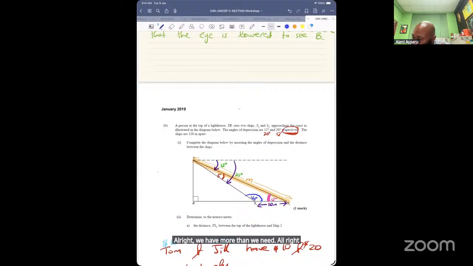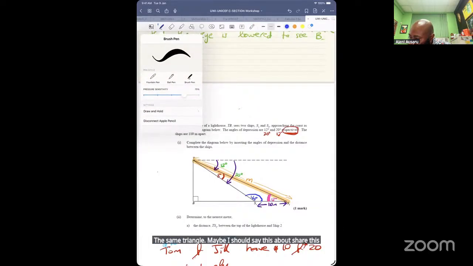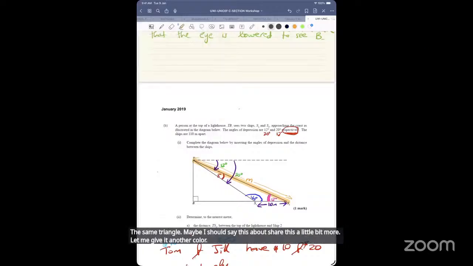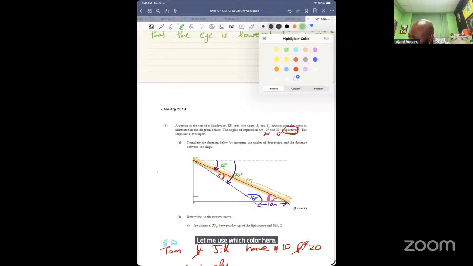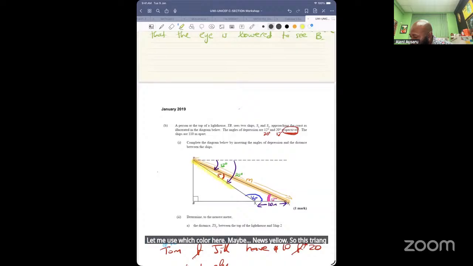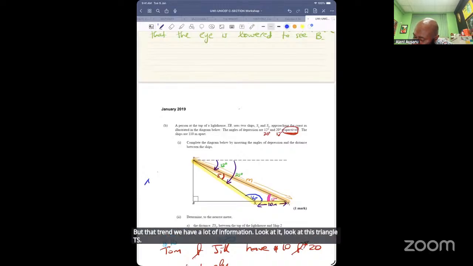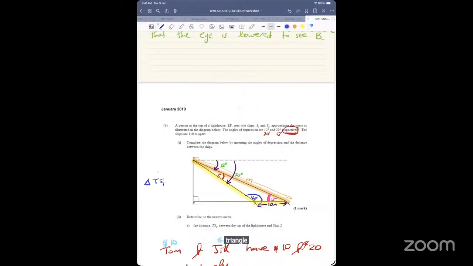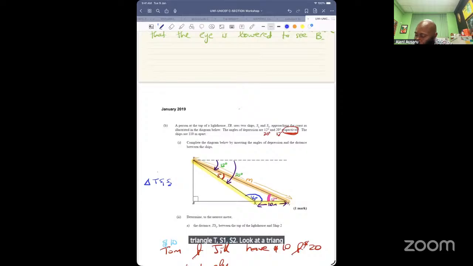All right, so look at this triangle now. The same triangle. Maybe I should shade this up a little bit more. Let me use yellow. So this triangle here, which is T, S1, S2. For that triangle, we have a lot of information. Look at triangle T, S1, S2.